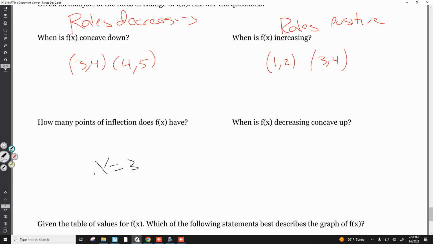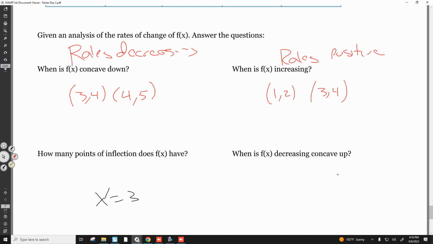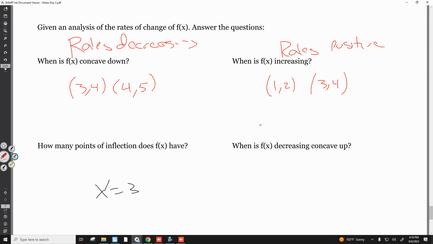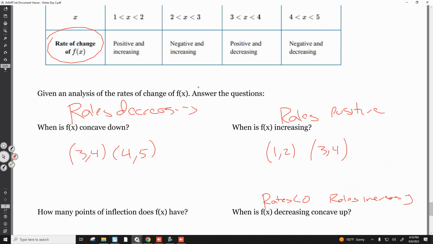When am I decreasing concave up? If I'm decreasing, my rates are negative. If I'm concave up, my rates are increasing. So when are my rates negative and increasing? Oh, right there, negative and increasing, 2 to 3.